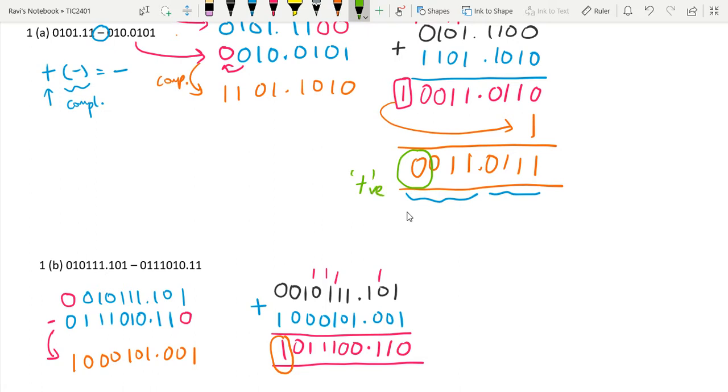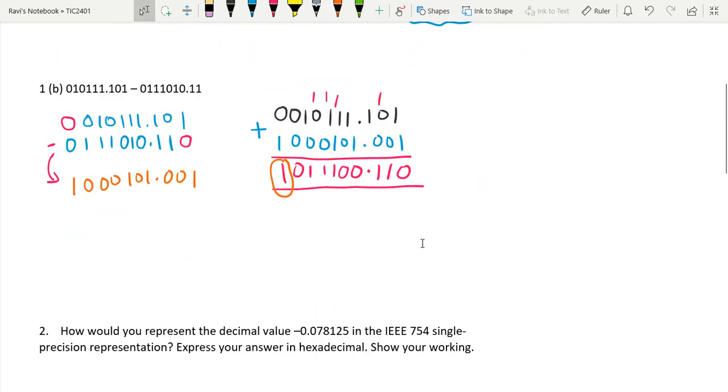So in a positive number, I don't need to do any other additional step. I can directly interpret the integer part, 2 to the power 0 times 1, 2 to the power 1 times 1, and so on. And I can also interpret the fractional part, 2 to the power minus 1, minus 2, and so on. But for negative numbers, because the most significant bit is 1, this indicates that this is a negative number. I cannot directly interpret these bits in 2 to the power of 0, 1, 2, and 3.